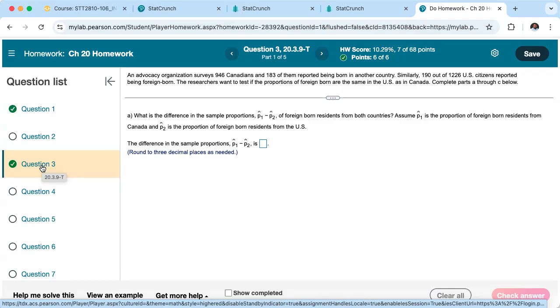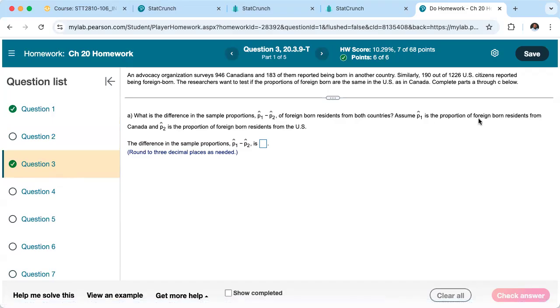And so here we have an idea. Researchers want to test if the proportions of foreign born are the same in the US as in Canada. So you see, with this problem, we have been given an idea about how the hypothesis should look. We are told to assume P1 to be the proportion of foreign-born residents from Canada. So P1 is still for Canadians, and P2 is for the US people.